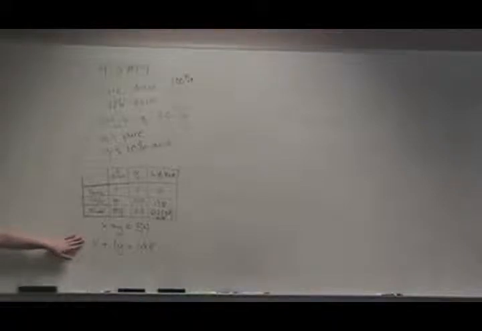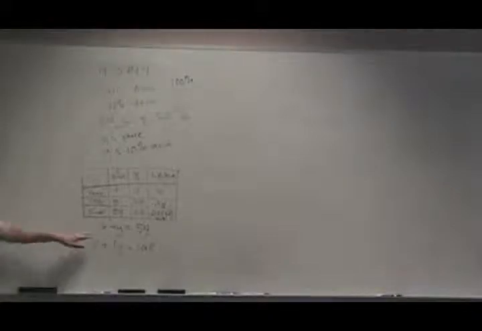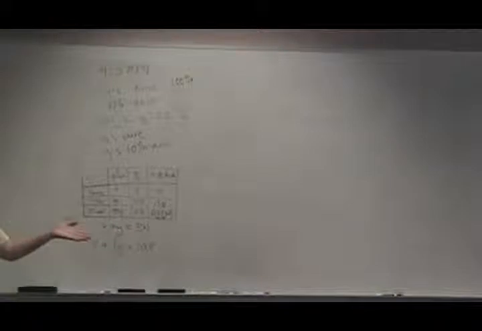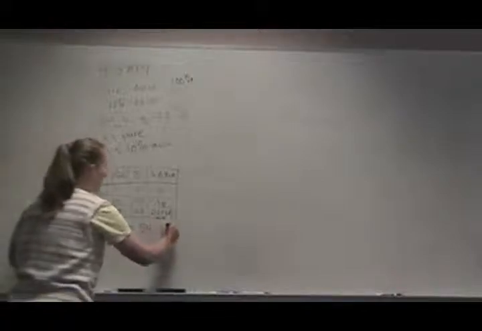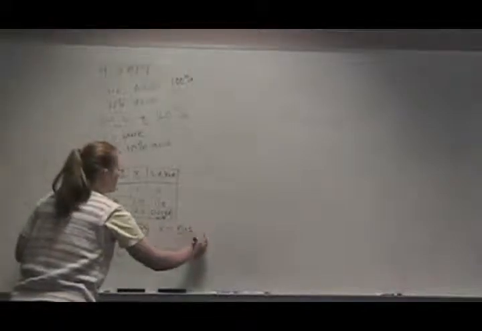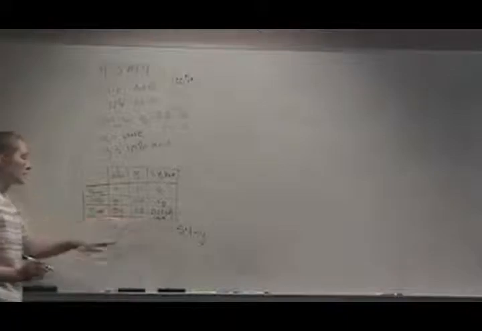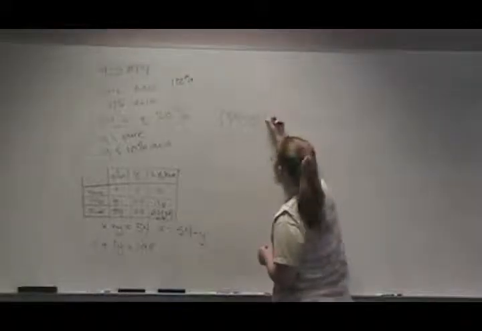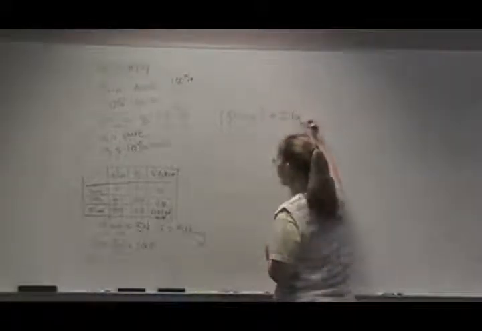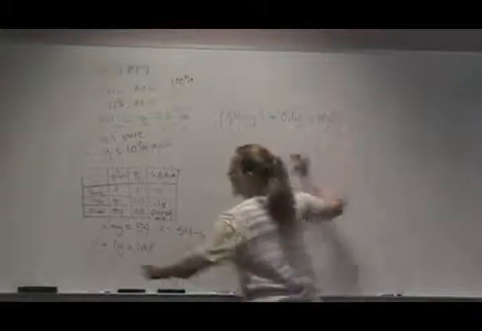Now this is a system of equations, so we're either going to use substitution or the elimination addition method. Since we can see that we don't have a coefficient on the top, substitution is probably going to be the easiest. So I'm going to solve this for, it doesn't matter whether X or Y, I'm going to solve it for X. So then I've got 54 minus Y. I'm going to take this and plug it into this equation. So I have 54 minus Y plus 0.1Y equals 10.8.